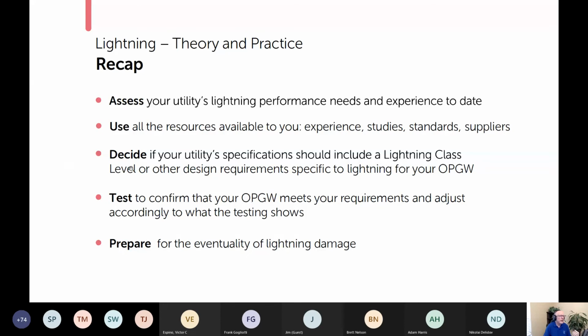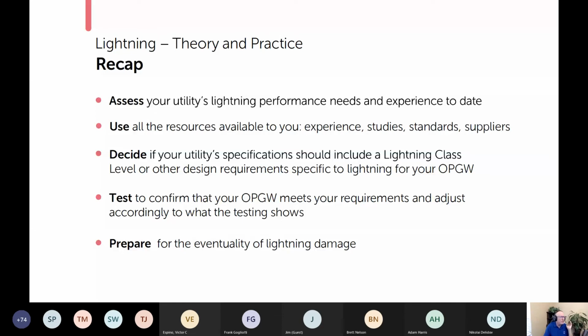And you'll decide if your utility specification should include lightning class level or some other requirement, right? The all ACS outer wire requirement. Then you should test to confirm that your OPGW is meeting your requirements, and you should adjust your specifications accordingly based upon what you learned from the testing.